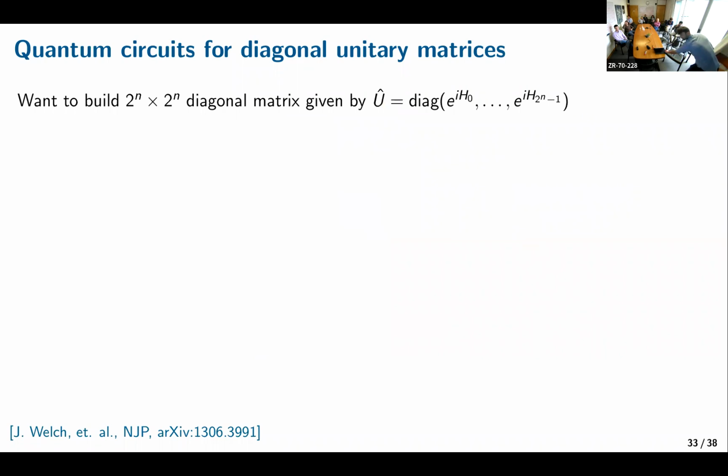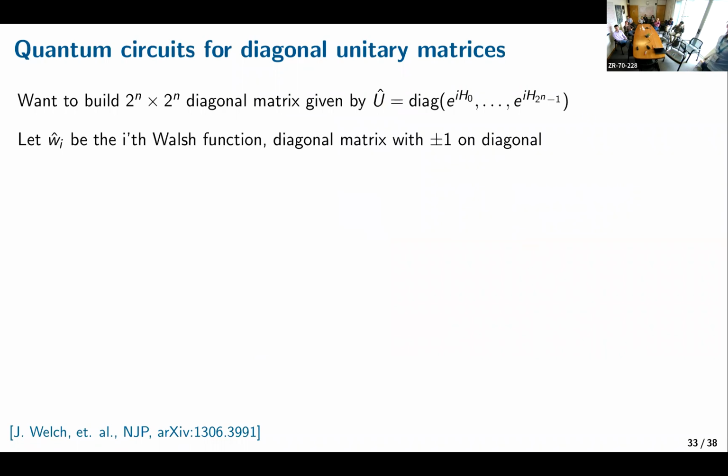So yeah, we want to build a diagonal matrix. And so we're going to use this notation W hat i to be the ith Walsh function. And these Walsh functions are completely analogous to a Fourier series. They form a complete basis for real functions, and you can expand any real function in terms of these Walsh functions. Instead of smooth curves like a Fourier series, they are these sharp functions, they take on values plus or minus 1 on the diagonal. And the exact form of each one is not that important.